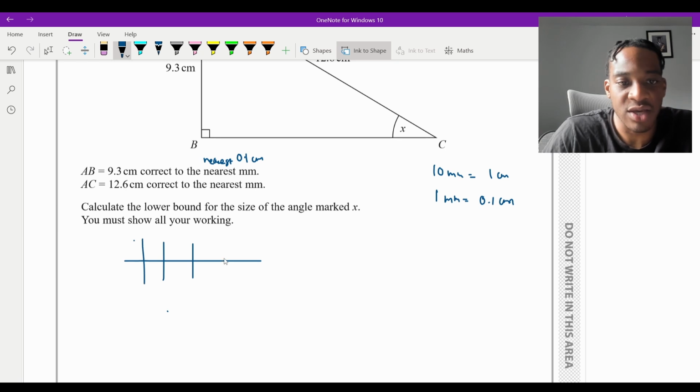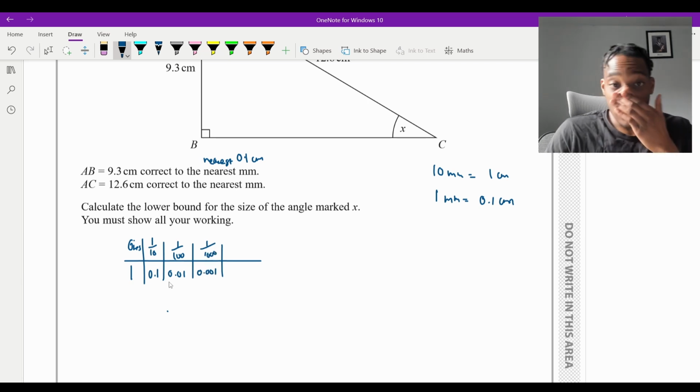And I'm going to call these my units here. Now I'm going to call this ones, right? My ones unit, which is just 1. This is my tenths, so I'm going to do 1 over 10, which is 0.1. And this is hundredths and so on and so forth, right? Which is going to be 0.01, and then thousandths, which is 0.001.